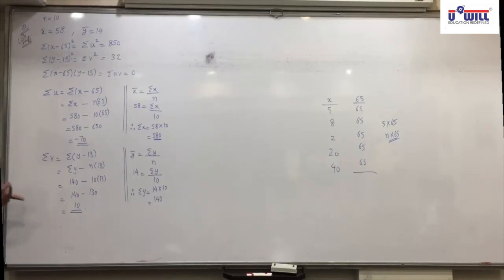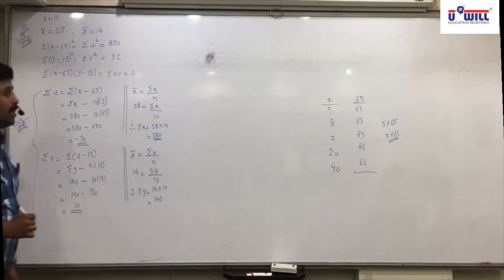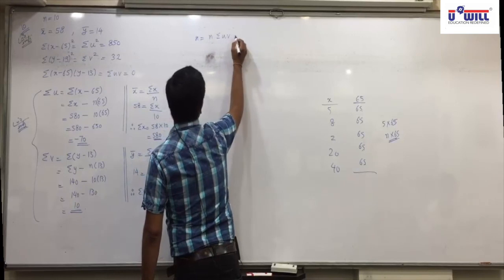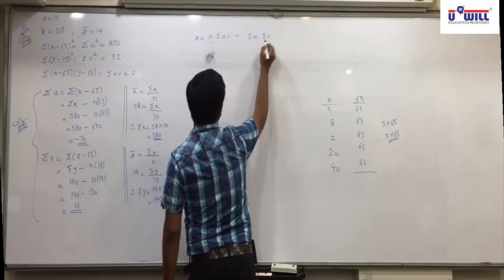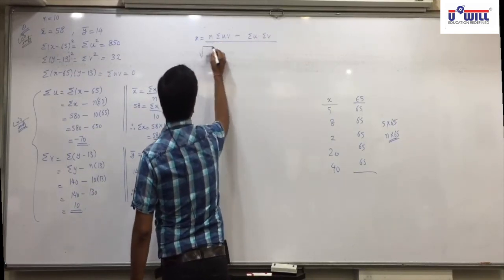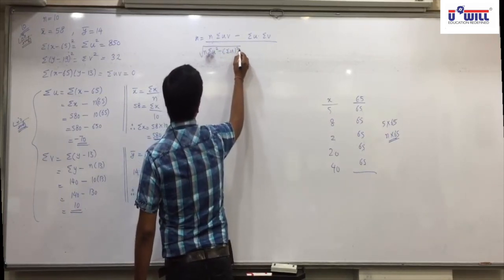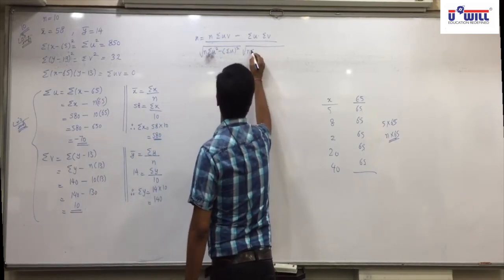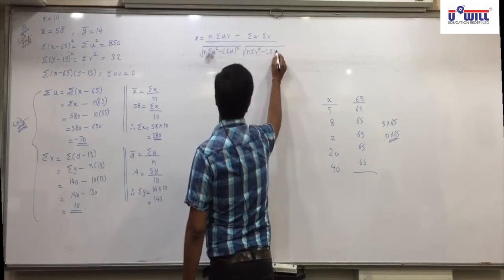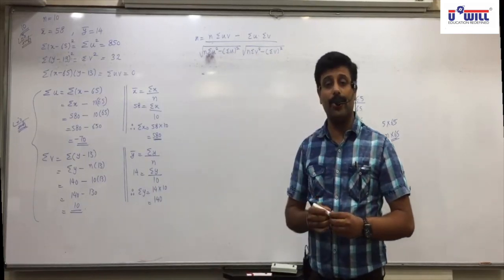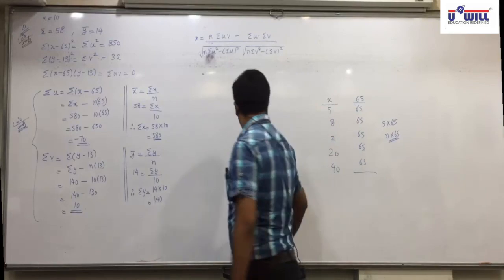Now can we apply the fifth formula or not? All the information is available. This was what was important in the question. After that you directly have to apply the formula. What is that? r equals n sigma uv minus sigma u into sigma v, upon square root of n sigma u square minus sigma u whole square, into square root of n sigma v square minus sigma v whole square. Will you be able to apply that on your own? Do it on your own, the application of the formula.